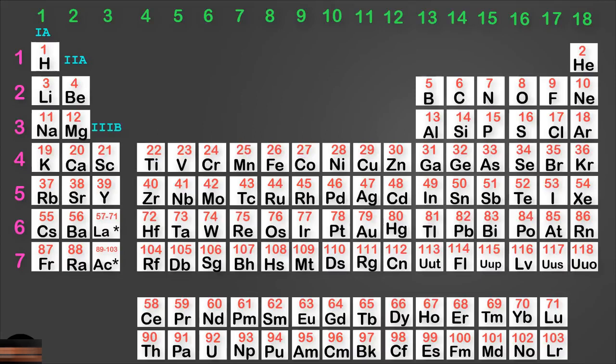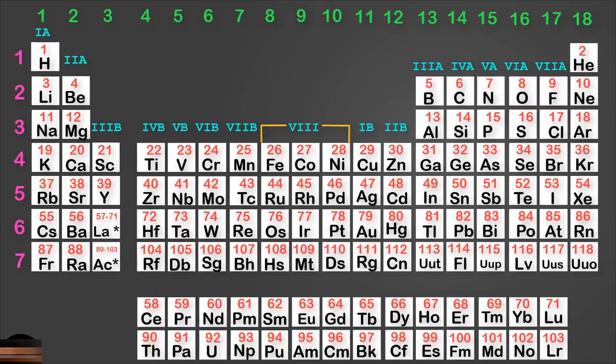It's going to be 3B. Then you have 4B, 5B, 6B, 7B, and groups 8, 9 and 10 have the Roman number 8. Then group 11 is 1B, 12 is 2B, and then when you move on to 13, it's 3A, 4A, 5A, 6A, and group 17 is 7A.